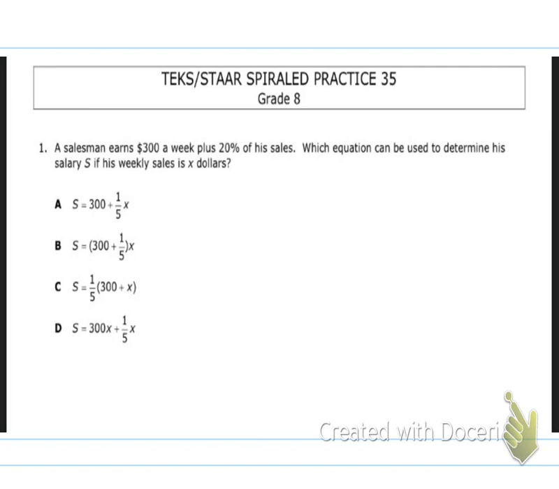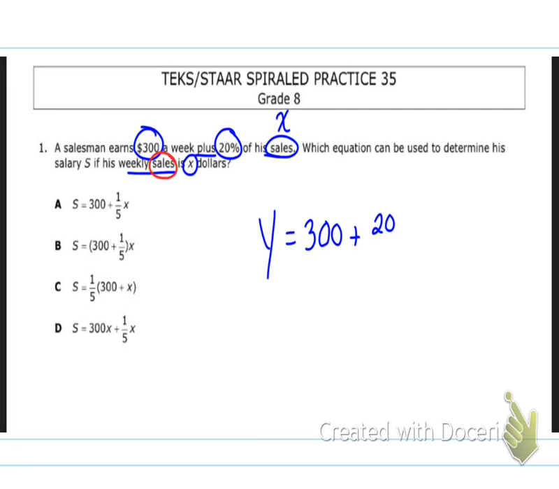The question goes on to say, which equation can be used to determine his salary S if his weekly sales is X dollars? So even the weekly sales, is it a week or is it sales? And hopefully, though, the wording makes sense for us to put emphasis on sales. So everywhere it says the word sales, the sales is X. So my X value should be connected to the 20%. So one way to write this would be that Y equals 300 plus 20% of his sales, X.